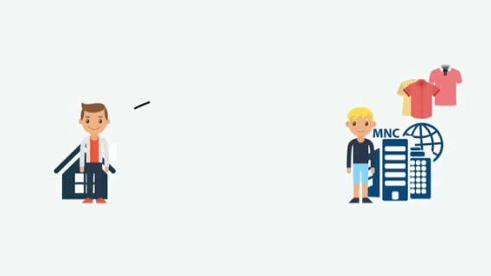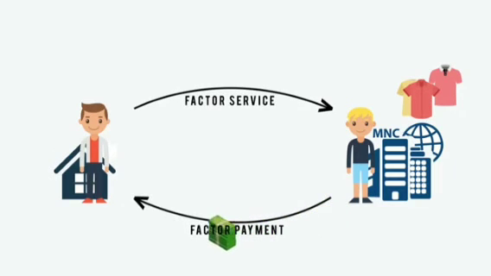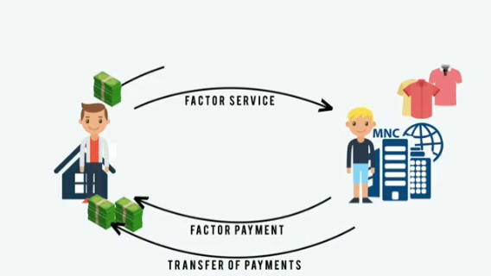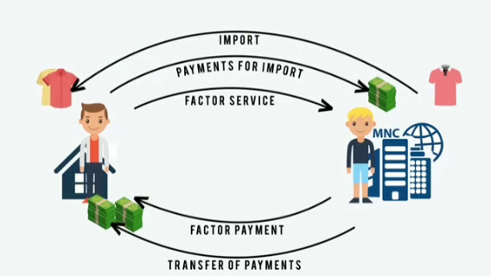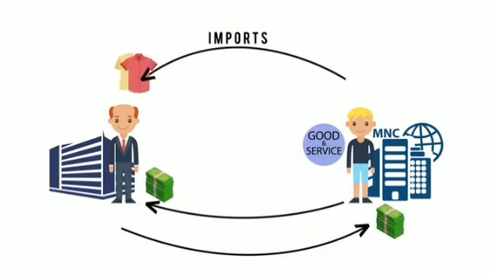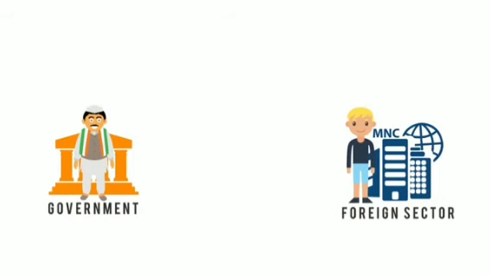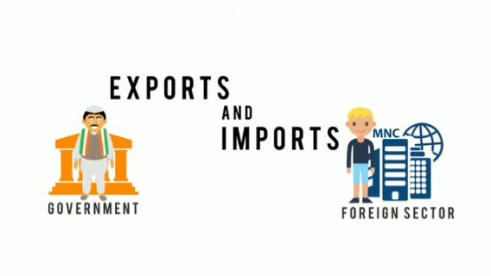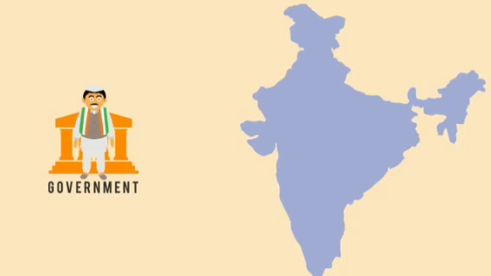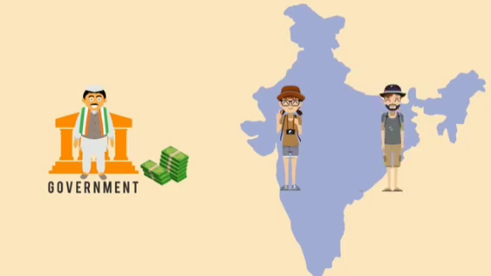Firstly, households provide factor services to foreign sector, in return for which it receives factor payments. Households also receive transfer payments from foreign sector. Households also make payments for the imports done. Secondly, firm receives revenue from foreign sector for sale of goods and services. Firms also make payments for import to foreign sector. Also, like the business sector, government also exports and imports goods and services, and lends to and borrows from foreign countries. Similarly, government also receives payments from foreigners when they visit the country as tourist.